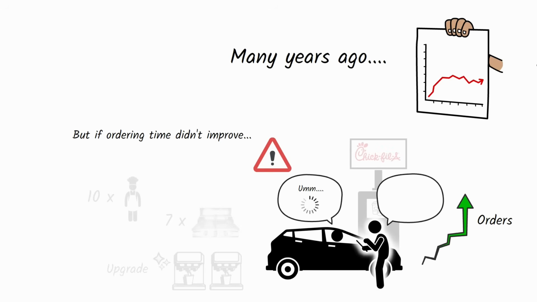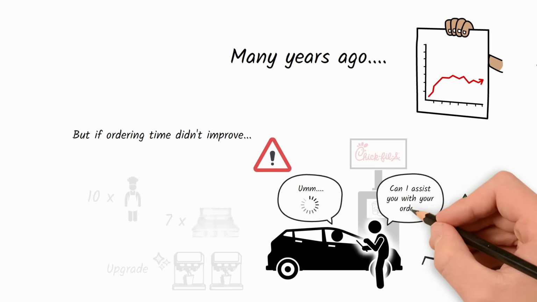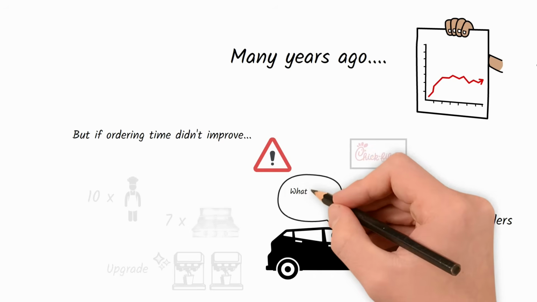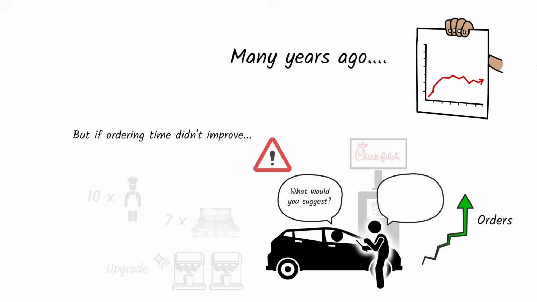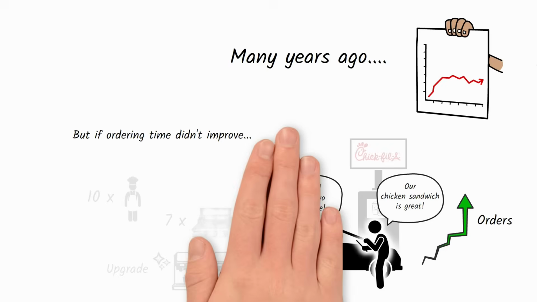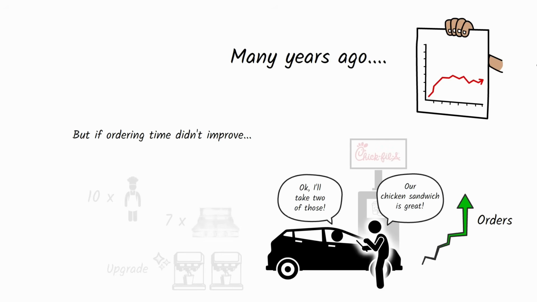It turns out that when someone stands in front of you, you make decisions faster than when talking to an invisible person on an intercom. Having team members outside also allowed Chick-fil-A to guide overwhelmed customers and direct traffic to maintain a continuous flow.